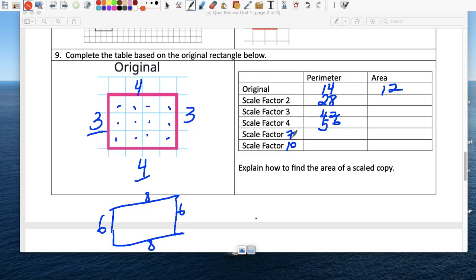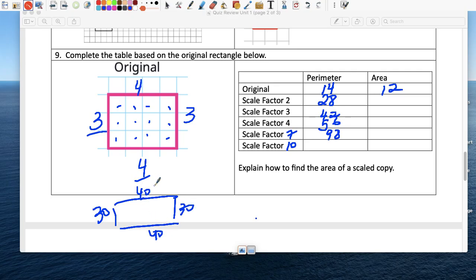What if you increase it by a factor of 7? So, 98. And if you increase the original by a factor of 10, that means this would be 30, this would be 30, this would be 40, this would be 40. So 14 times 10, the distance to walk around the shape now is 140. So finding the perimeter is pretty easy, right? Just multiply the original perimeter by whatever scale factor is given to you.